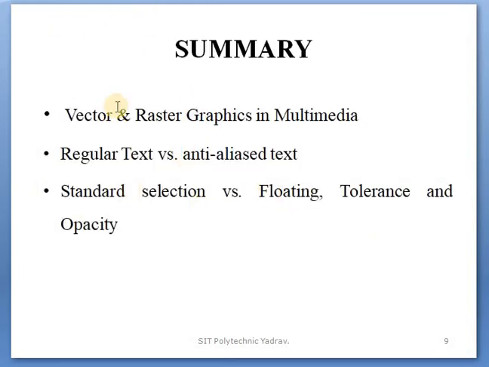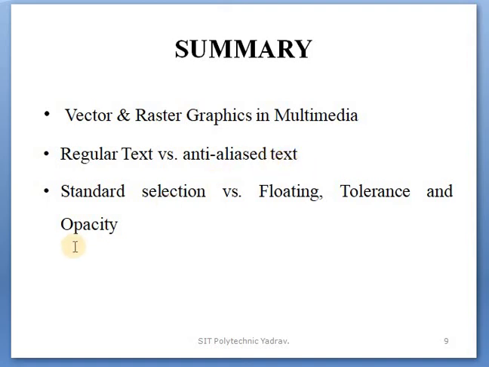The summary of today's lecture is that we learned about vector and raster graphics in multimedia, just to be clear on what is meant by vector image or vector graphics, and what is meant by raster graphics or raster image, also known as bitmap graphics or bitmap image. Next point: regular text versus anti-aliased text, just to be clear on what is meant by each. Okay, this information is enough for you.